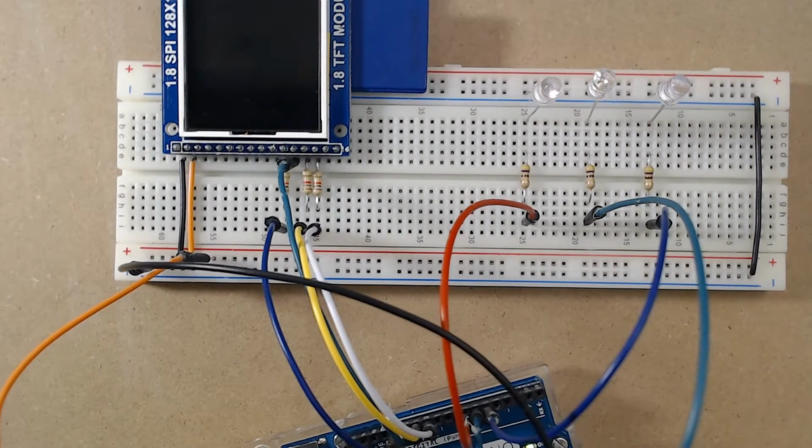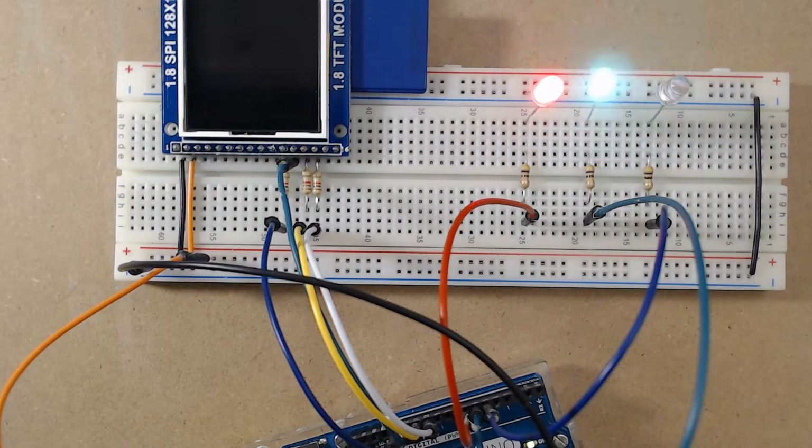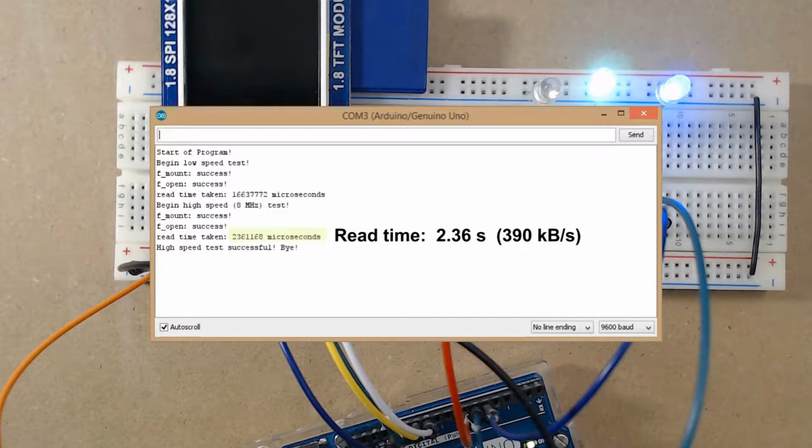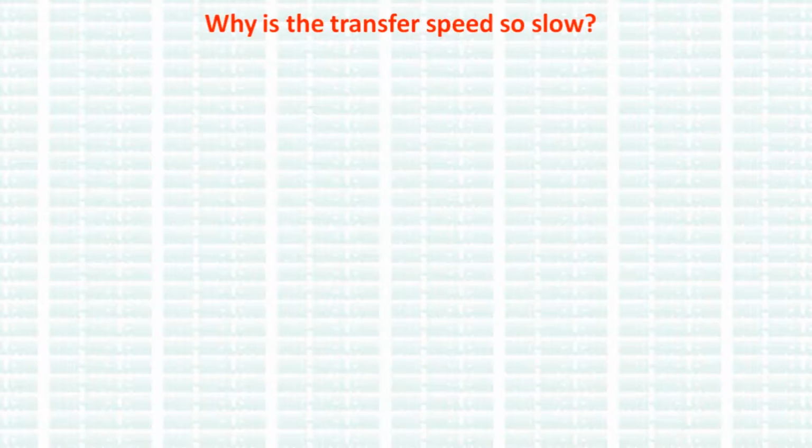Last time we were able to communicate with the SD card at 8 MHz. However, if we look at the transfer rates, we will notice that these are actually very disappointing. In fact, we got less than 400 kilobytes per second. Why is the transfer so slow? We identified some of the main causes.